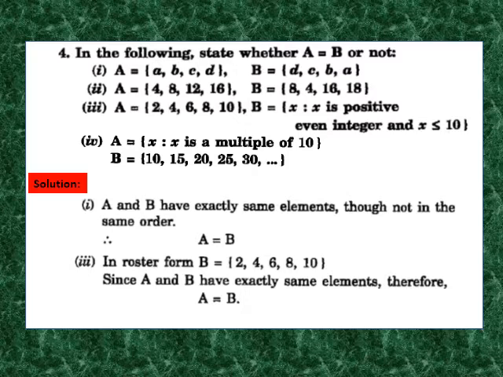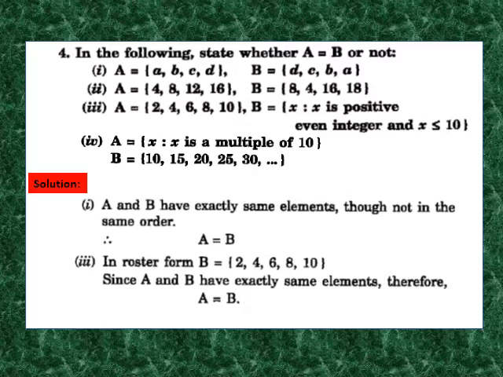I have solved the third part for you. A is equal to what? 2, 4, 6, 8 and 10. And B is given as x such that x is a positive even integer and x is less than or equal to 10. So the positive even integers less than or equal to 10 are 2, 4, 6, 8, 10. So A is 2, 4, 6, 8, 10, B is also 2, 4, 6, 8, 10. Clear? So both the sets have the same elements.